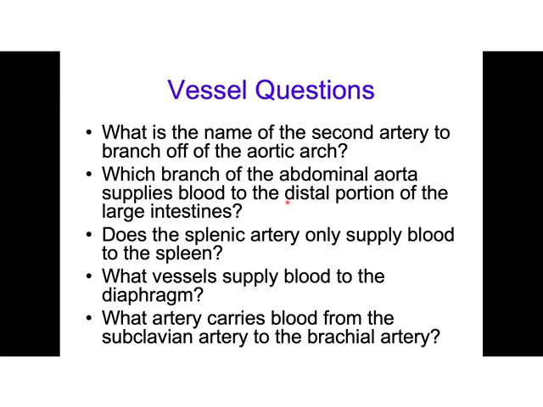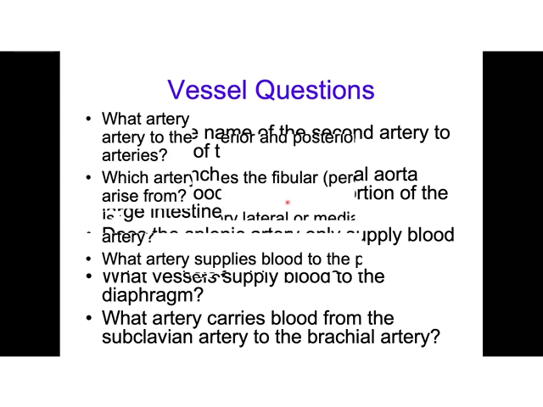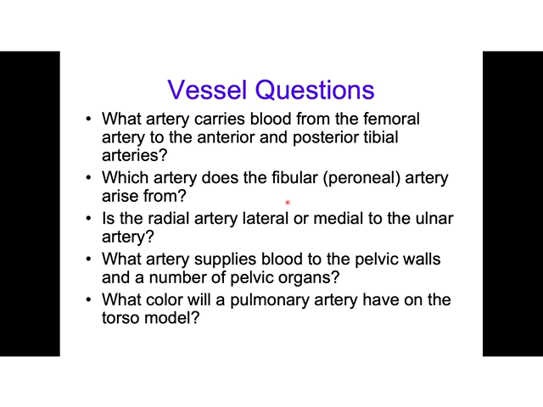Next, what vessels supply blood to the diaphragm? The phrenic arteries. And finally, what artery carries blood from the subclavian artery to the brachial artery? And that's the axillary artery. Next one. What artery carries blood from the femoral artery to the anterior and posterior tibial arteries? And that's the popliteal, behind the knee. Next, which artery does the fibular artery come from? And that's the posterior tibial.